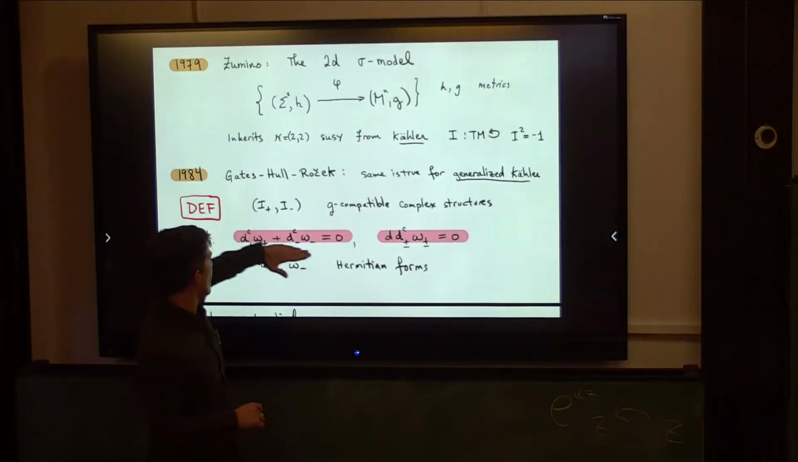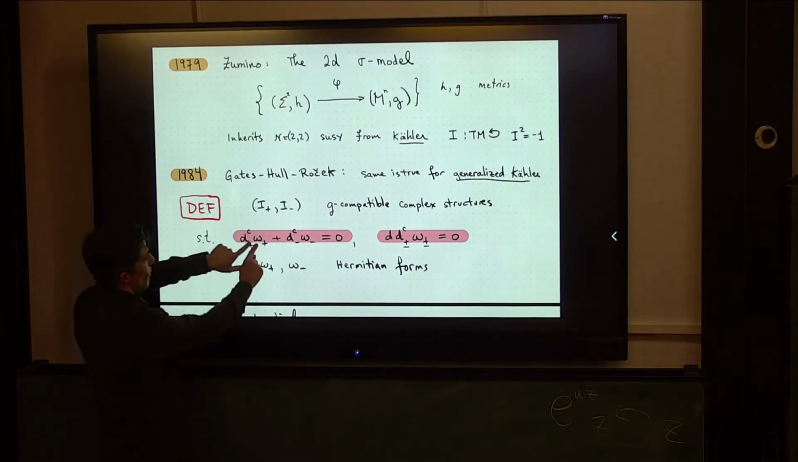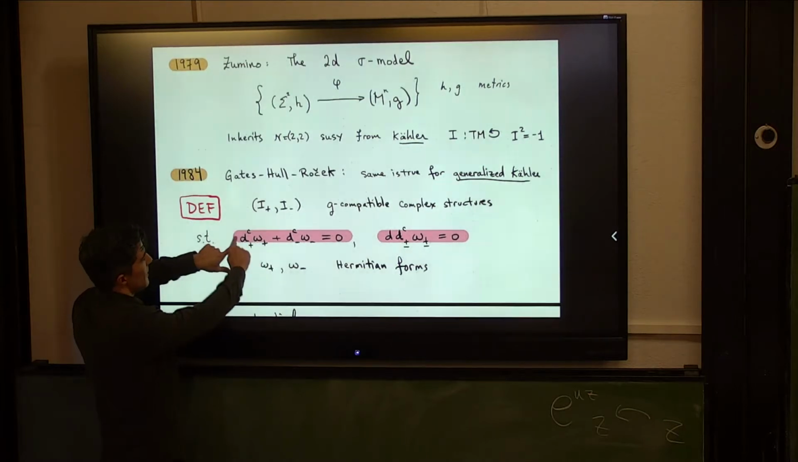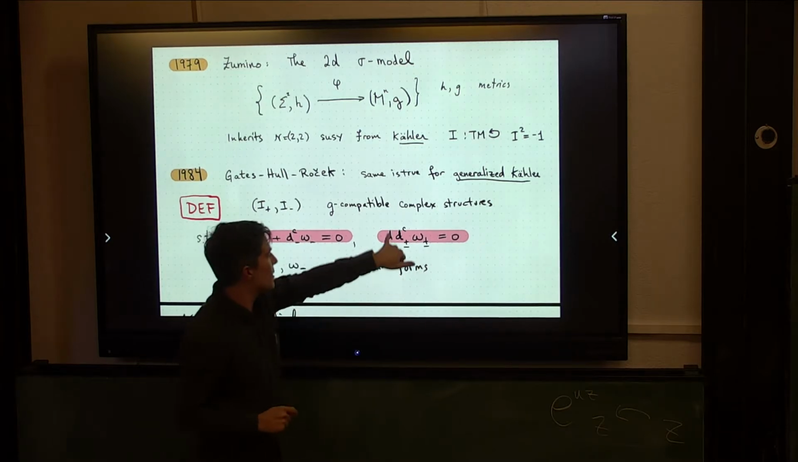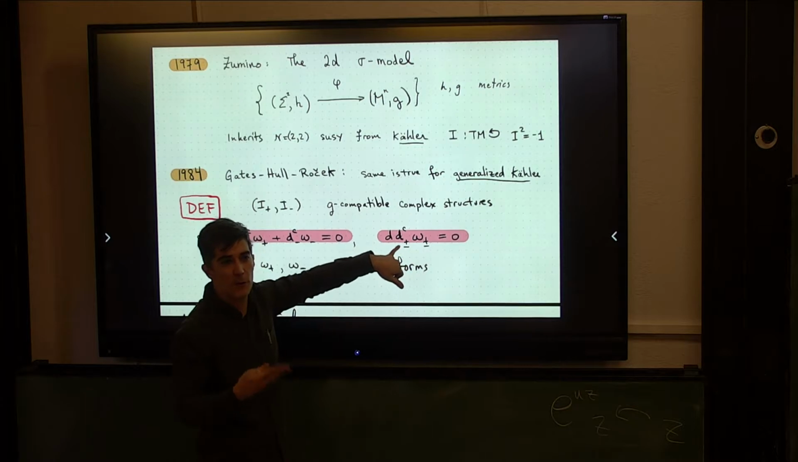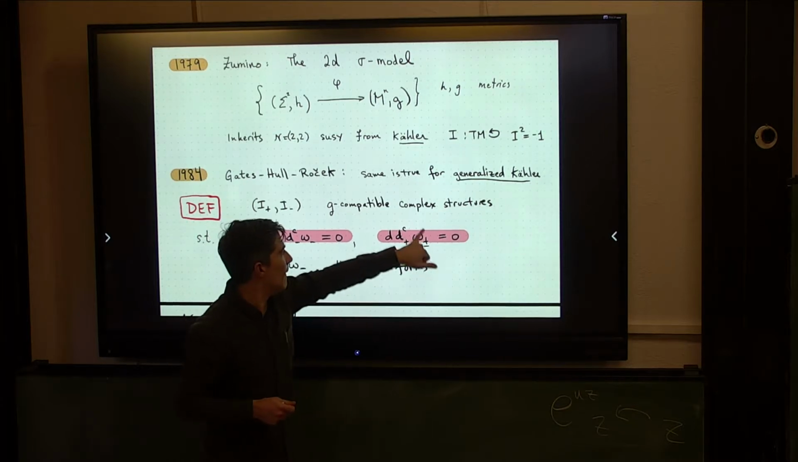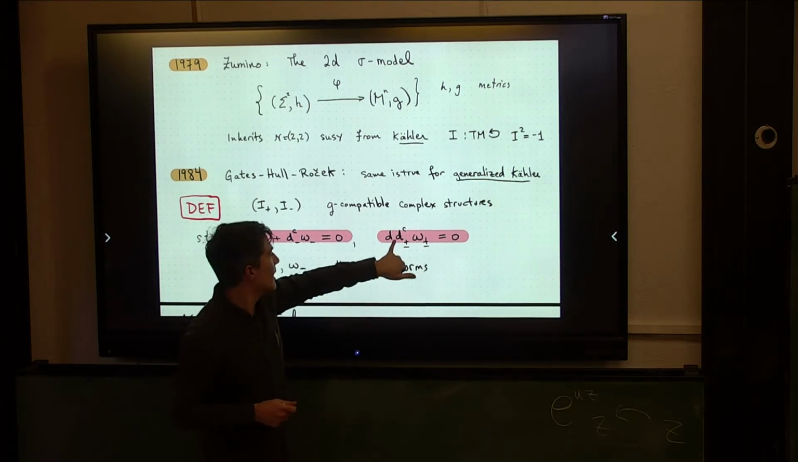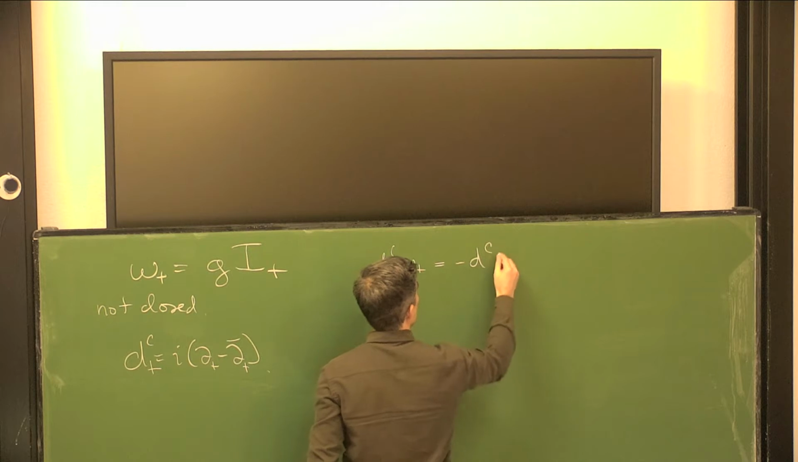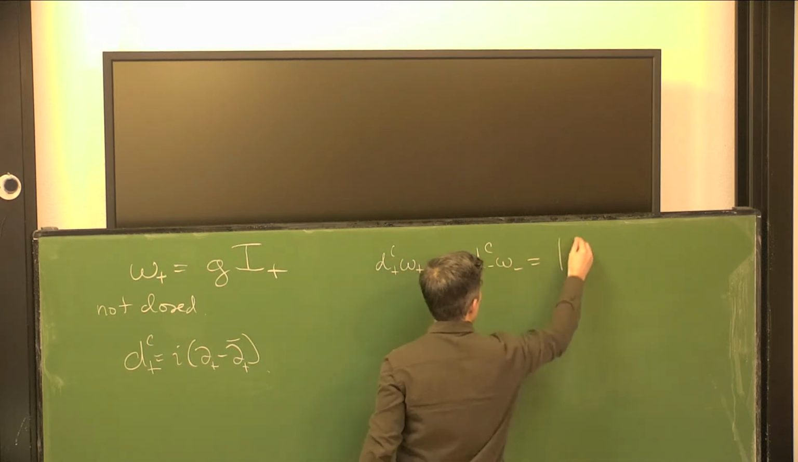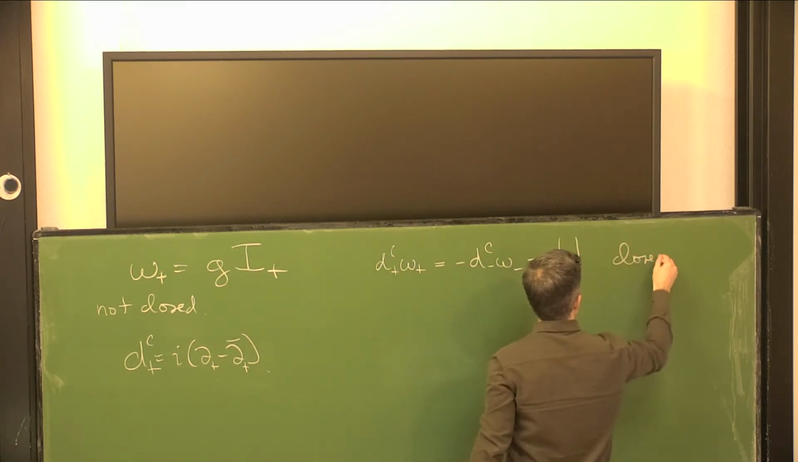Furthermore, omega plus is a 2 form, dc omega plus is a 3 form, okay? And this 3 form is closed. And this is the Neveu-Schwarz 3 form flux, or the Wess-Zumino 3 form of the model. Okay, so we get dc plus omega plus is equal to minus dc minus omega minus is equal to H, which is a closed 3 form.